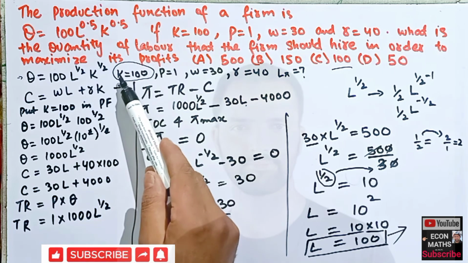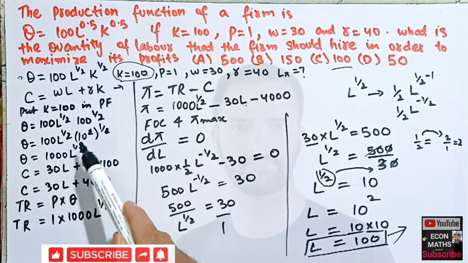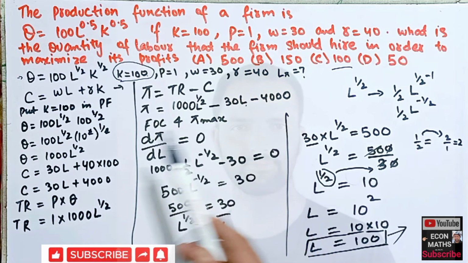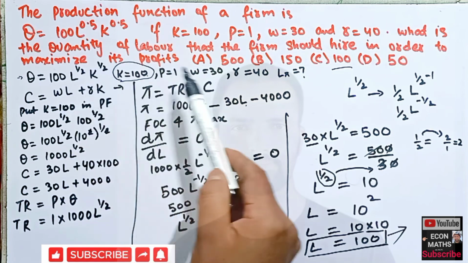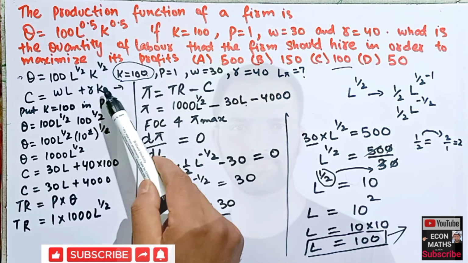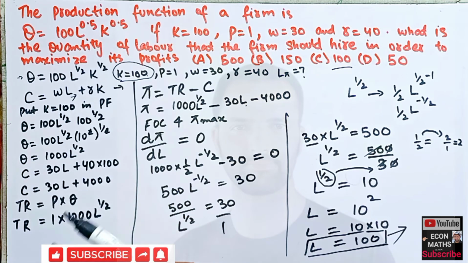I just plugged K is equal to 100 in this production function, and I got Q is equal to 1000 L to the power 1 upon 2. Similarly, I solved this cost function and inserted the values of W, L, R, and K. L was not given, it was to be found later on. So when I plugged in the values, I got C is equal to 30L plus 4000.